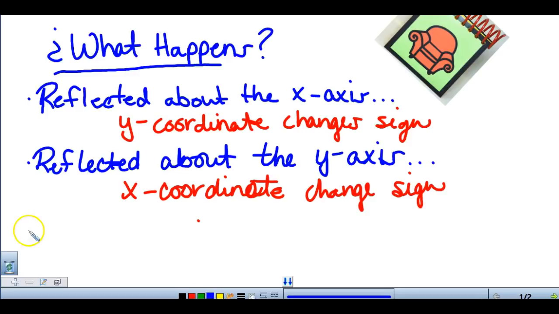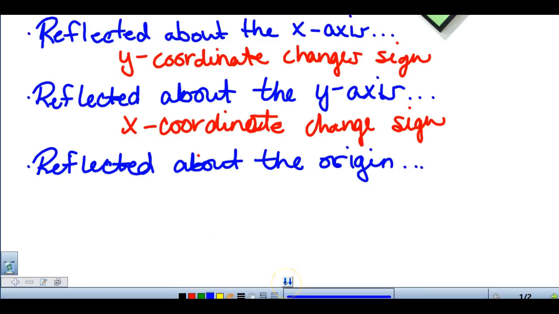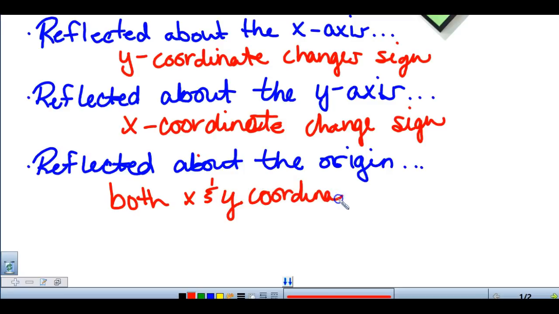The last line of reflection that we're going to discuss is a figure being reflected about the origin. Okay? So if a figure is reflected about the origin, I'm pretty safe in hoping that somebody has figured this out. Both the x and the y coordinate change signs.